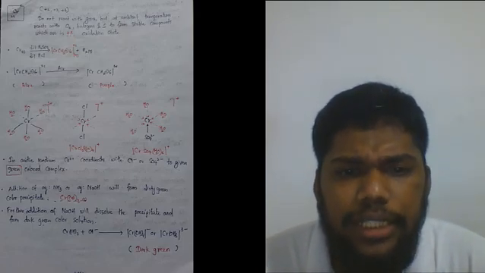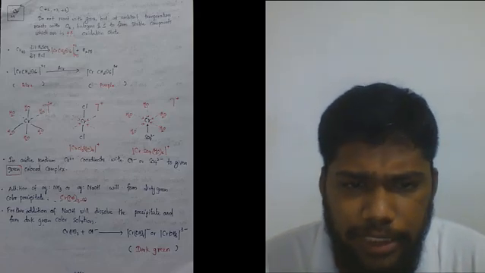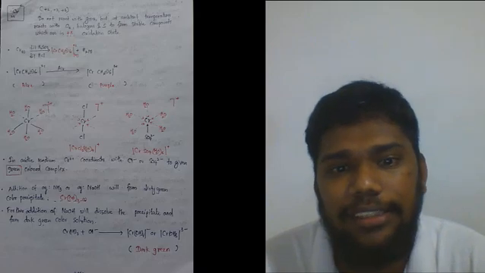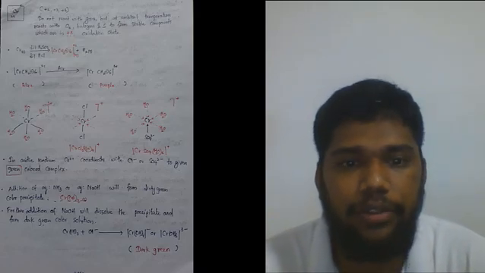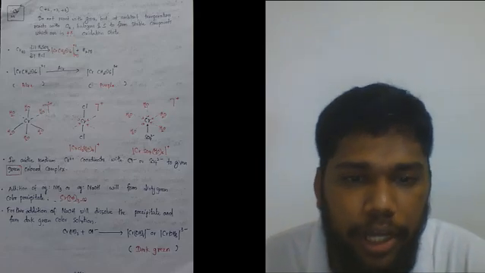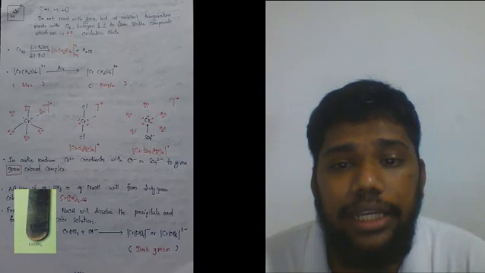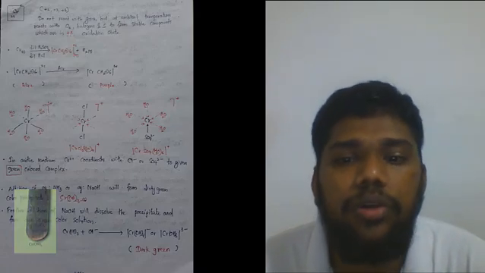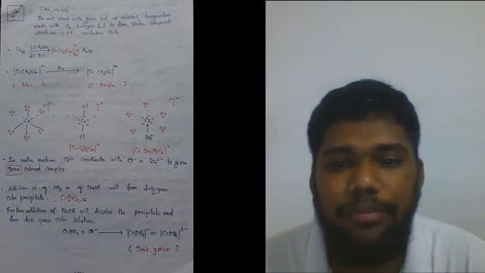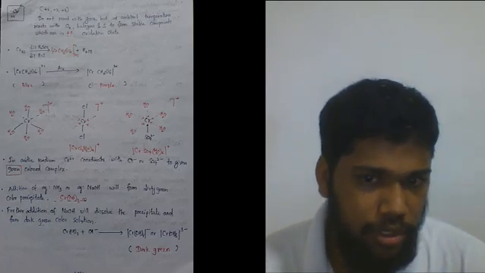In addition to that, chromium will form a dirty green color precipitate with a little bit of aqueous ammonia or NaOH. So chromic hydroxide is that dirty green color. And if you add NaOH in excess, it will form [Cr(OH)6]3-. This is normally dark green in color.